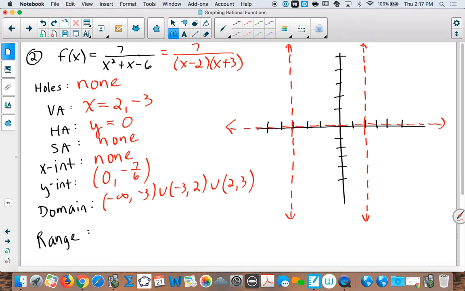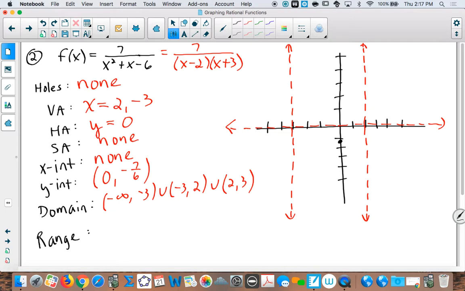Let's see if our ordered pairs help us in this case. Our y-intercept is 0, -7/6. So nope, that's not going to help us with our branches. Yeah, they'll help us with the middle, but not the branch part. So that means we need to find out what's happening to the left of our vertical asymptote at x equals -3. How are we going to figure that out?